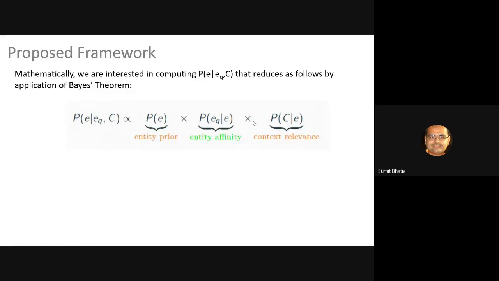Now the next component is what we call entity affinity.